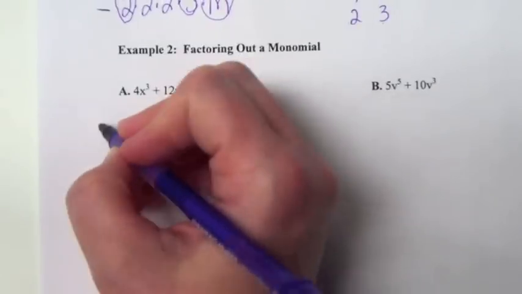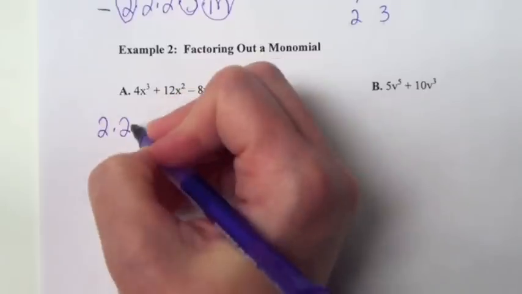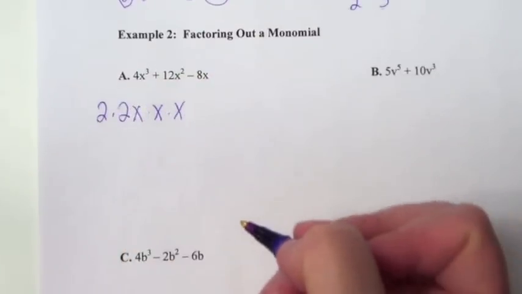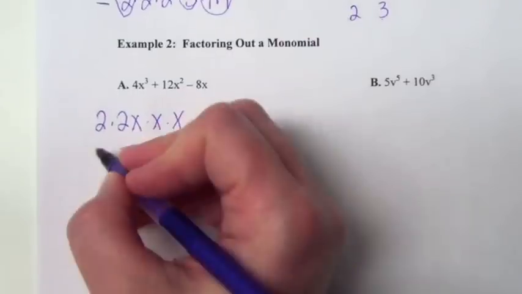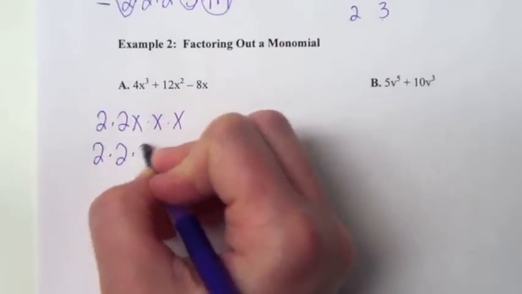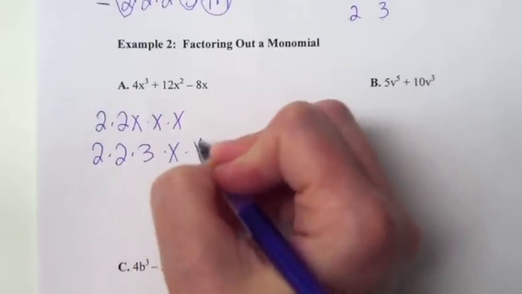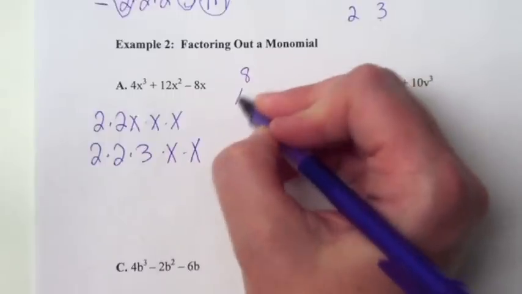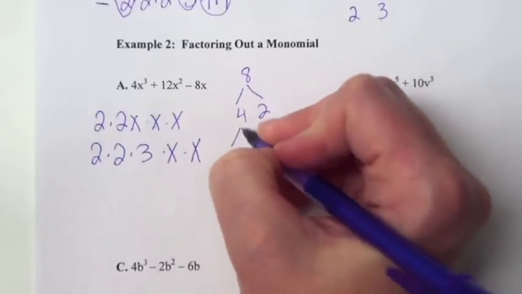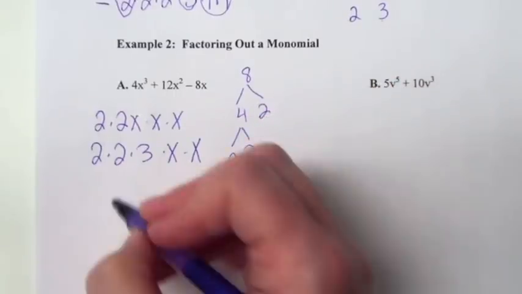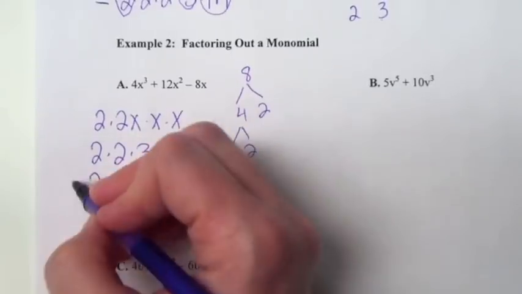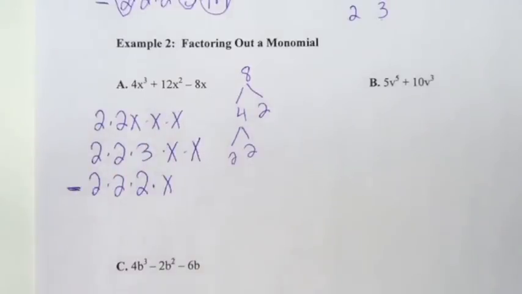So we have 4, which breaks down into 2 times 2, and then we have x times x times x. The 12, we found the greatest common factors up here. It's 2 times 2 times 3, and then times x times x. 8 breaks down into 4 and 2, but then the 4 breaks down into 2 and 2. So we have 2 times 2 times 2 times x. And I'm going to put my negative out in front of this because that is negative, and it is going to help us out in this problem.